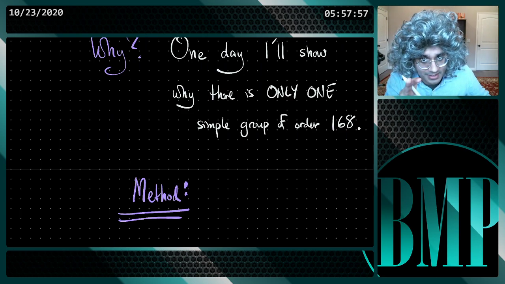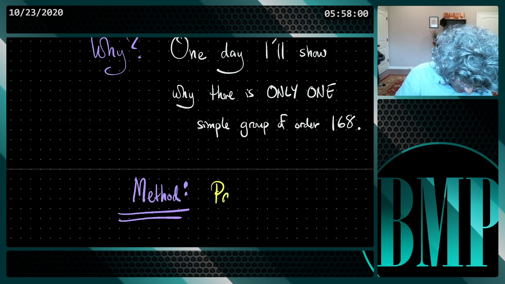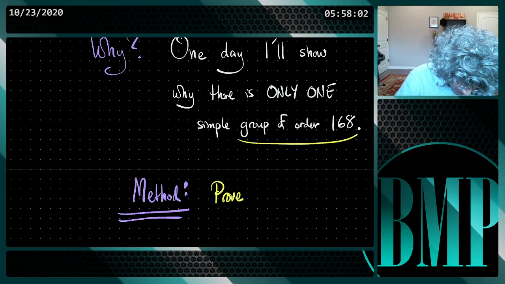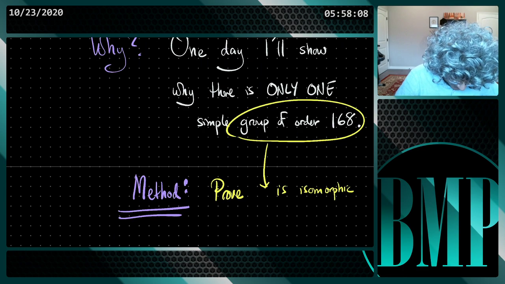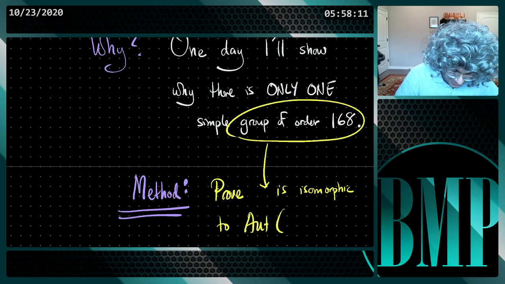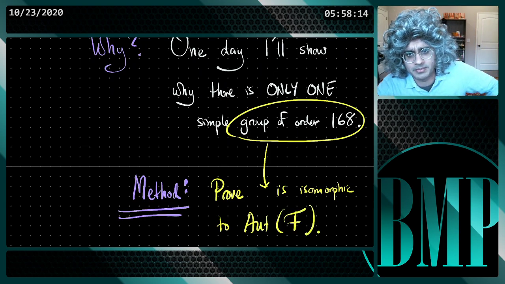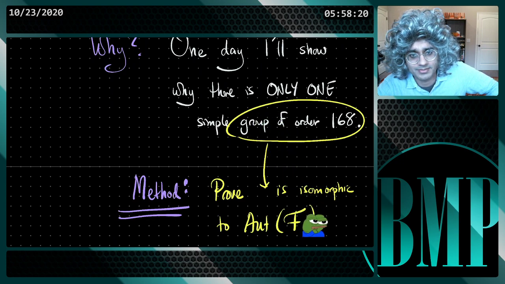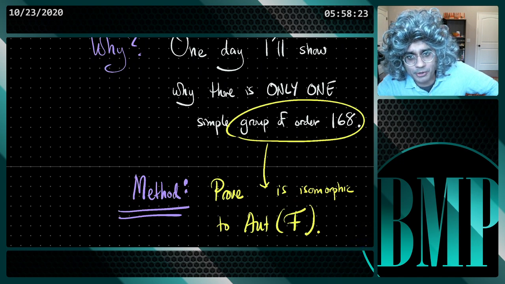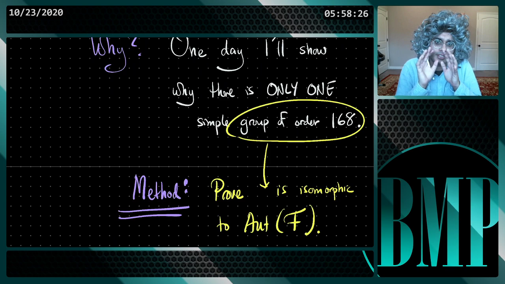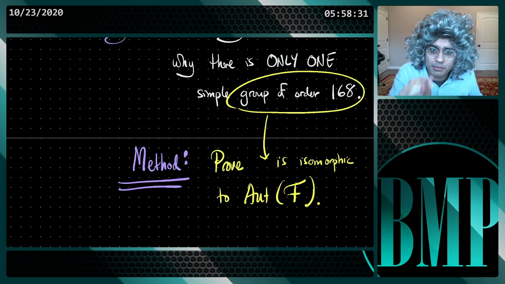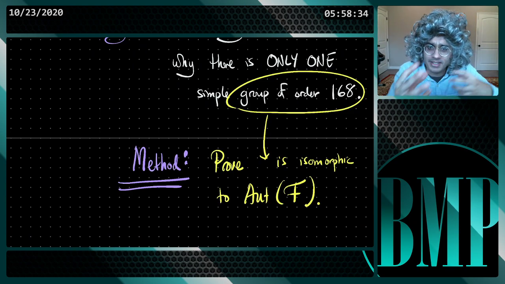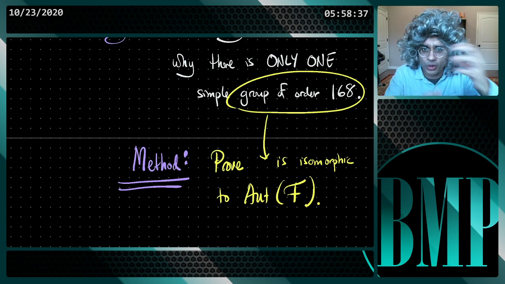The method will be to prove that this group is isomorphic to the symmetries of the Fano plane. Where will the Fano plane emerge? Sloth, let me show you why this is a plausible method. The Fano plane automorphism group is ultimately a combinatorial thing.